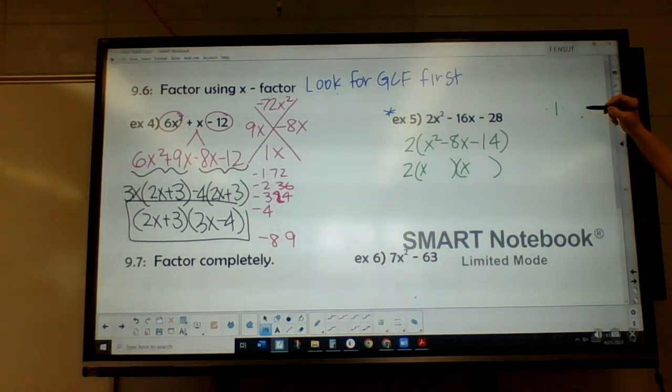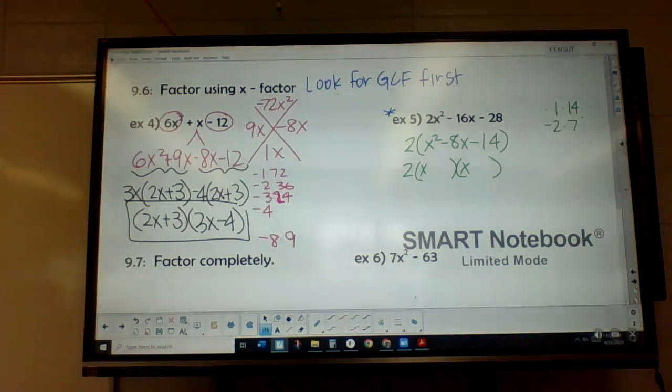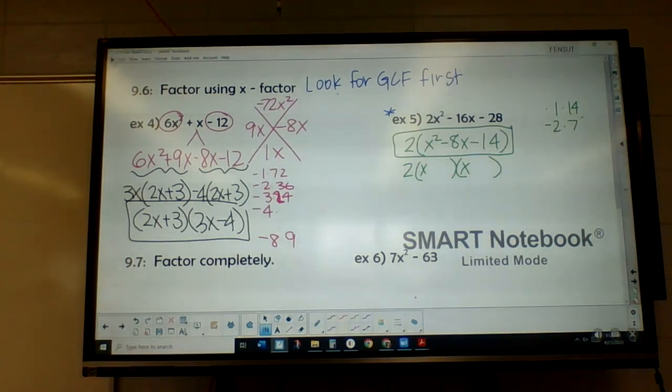Does this one work? Oh, that's annoying. Sorry. Yeah. You and Brady noticed that. All right, so this one doesn't work. So we just stop here, or we'd say the rest of it's not factorable.